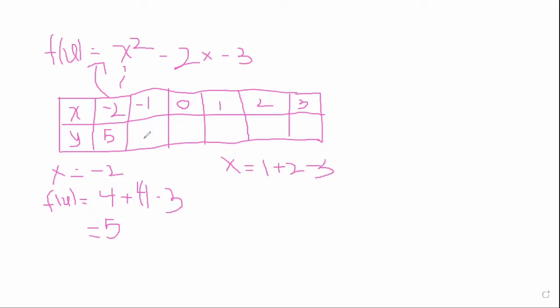And then the result is 0. And then if x equals 0, 0 plus 0 minus 0 minus 3, and then the result is -3. And then if x equals 1, 1 minus 2 minus 2 minus 3, and then the result is -4.